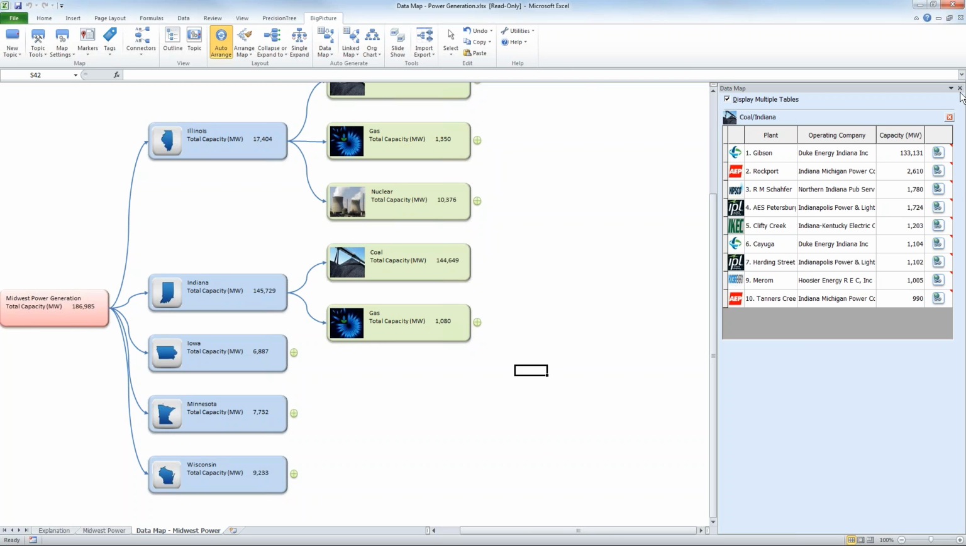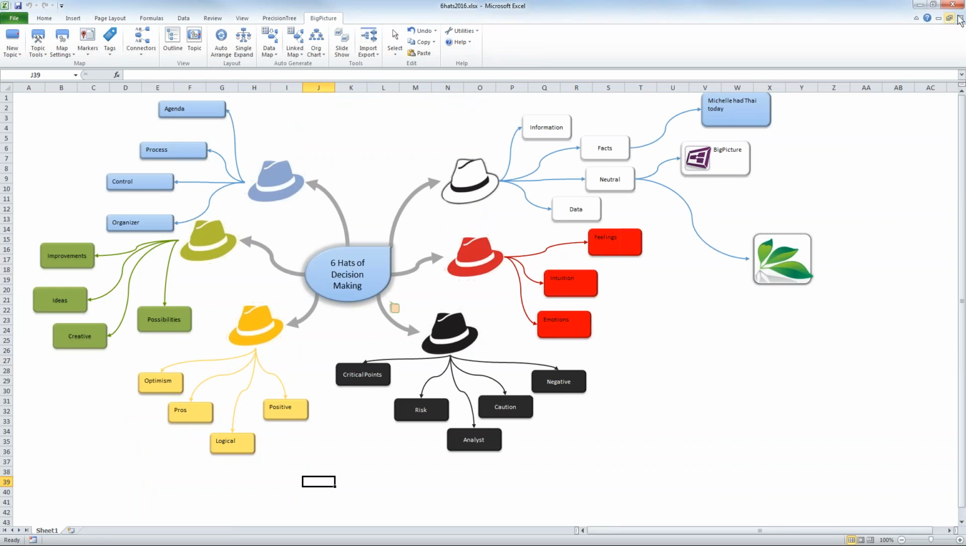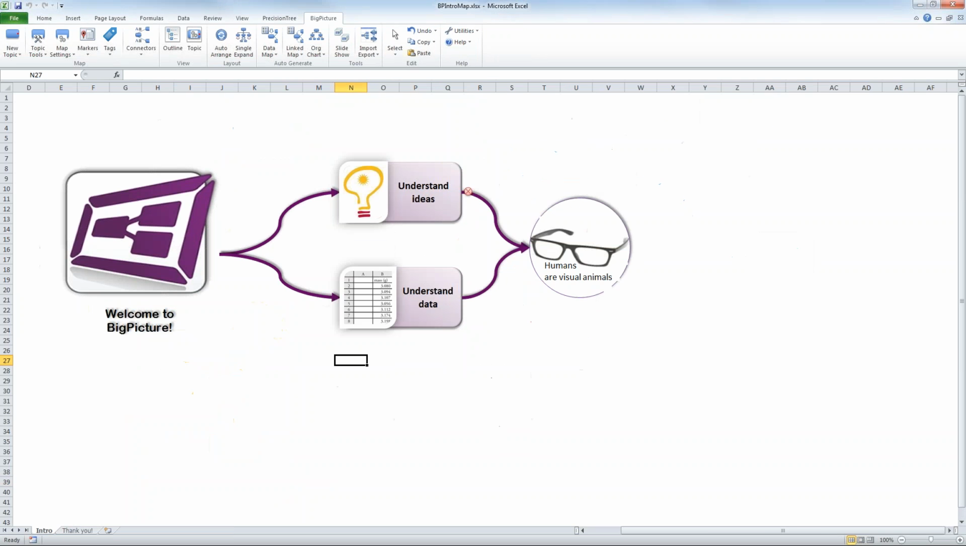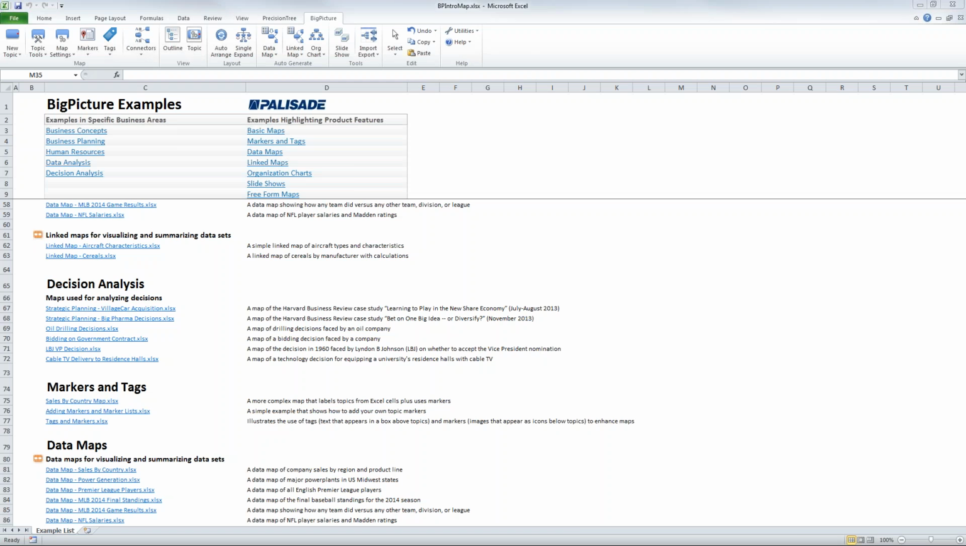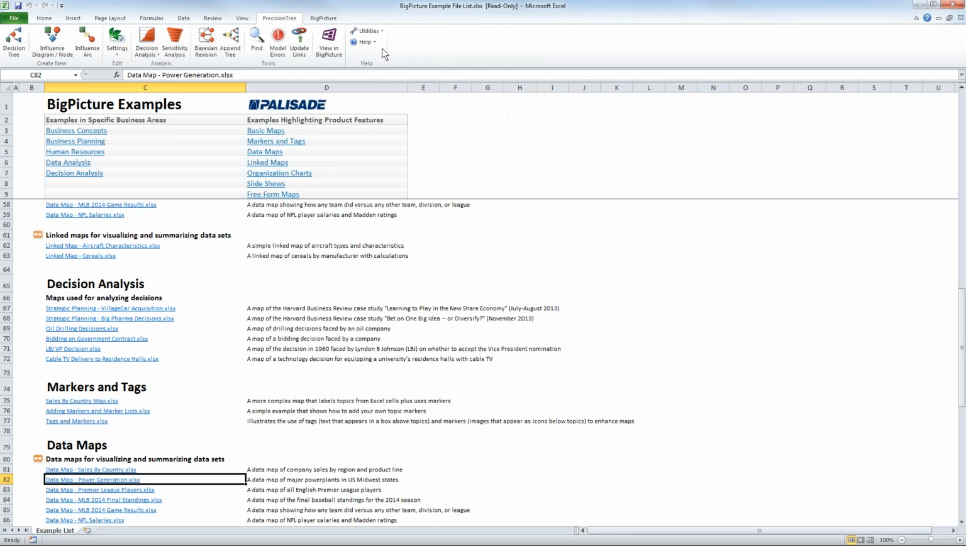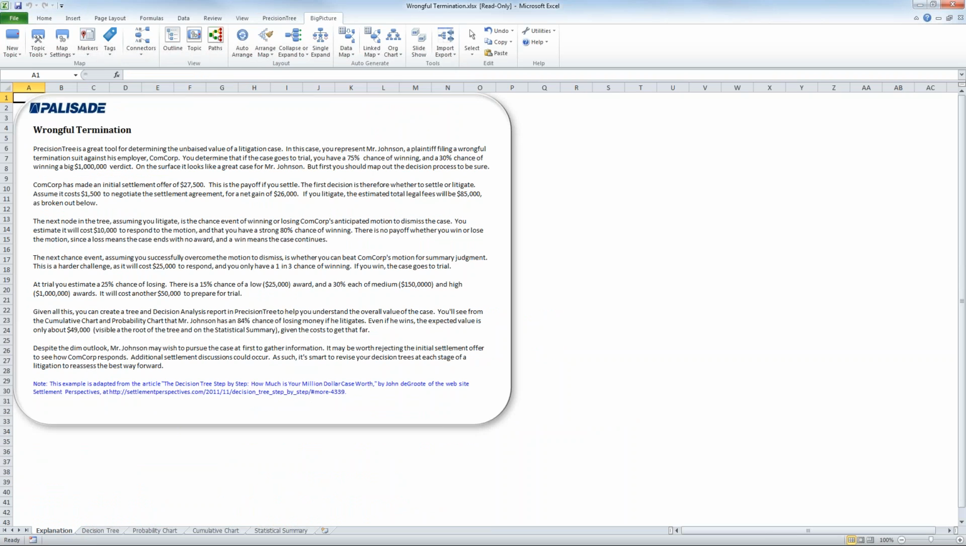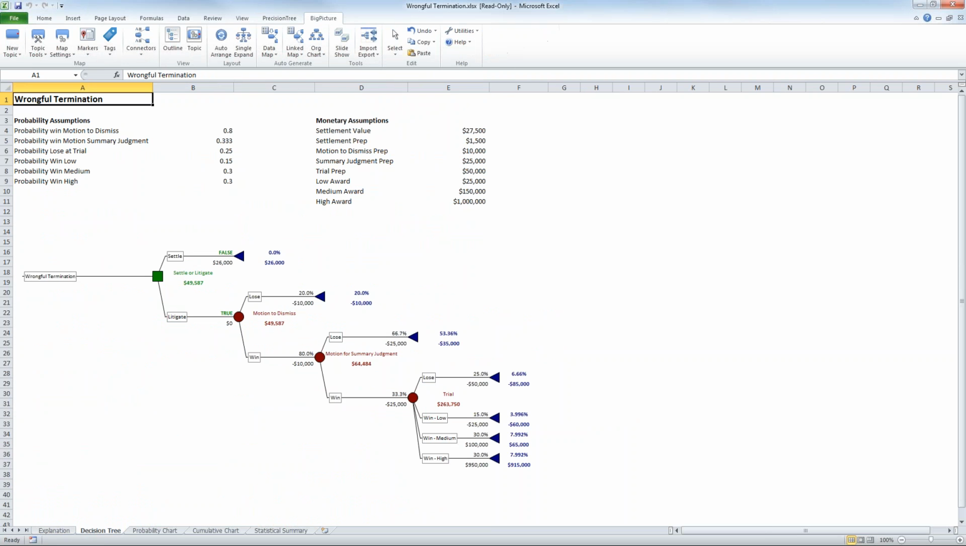In the meantime, I am going to close out here. Don't save. We can close out our little mind map. And I want to take you to PrecisionTree. PrecisionTree has an example file called wrongful termination. And I'm going to show you how we can go from a decision tree that's already made here.